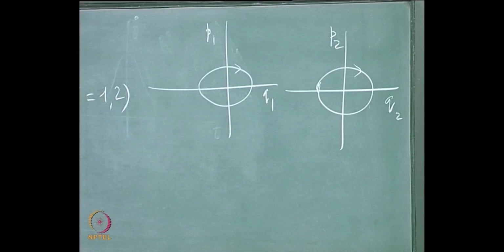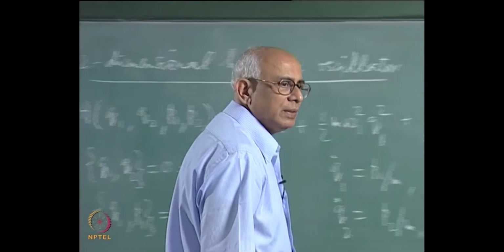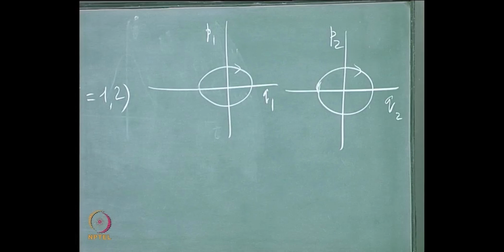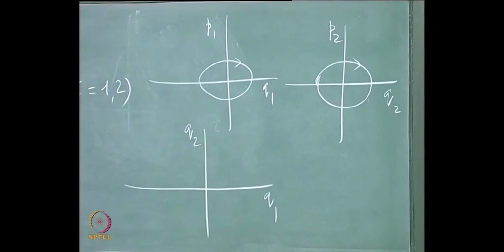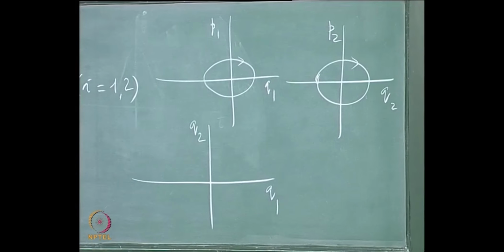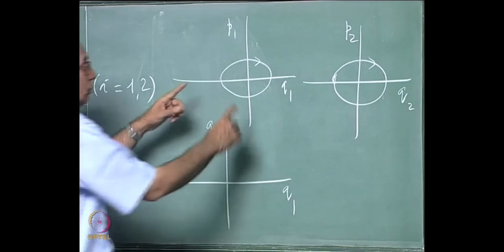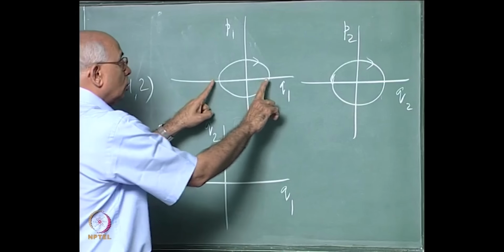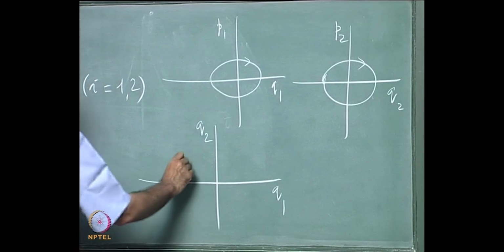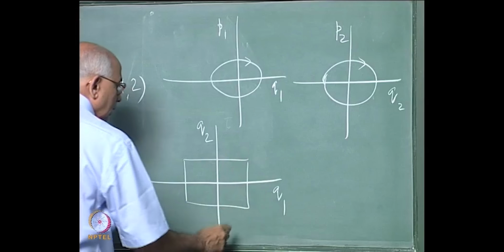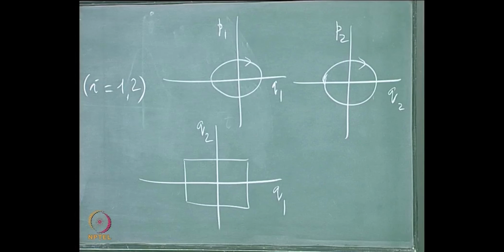What would happen if we tried to project a trajectory onto the q1 q2 plane? What would you get in general? Well, it is evident that for given initial conditions, q1 stays within this range and q2 stays within that range. So the motion is restricted to some kind of rectangle, this being the amplitude in the first oscillator and this being the amplitude of the second oscillator.